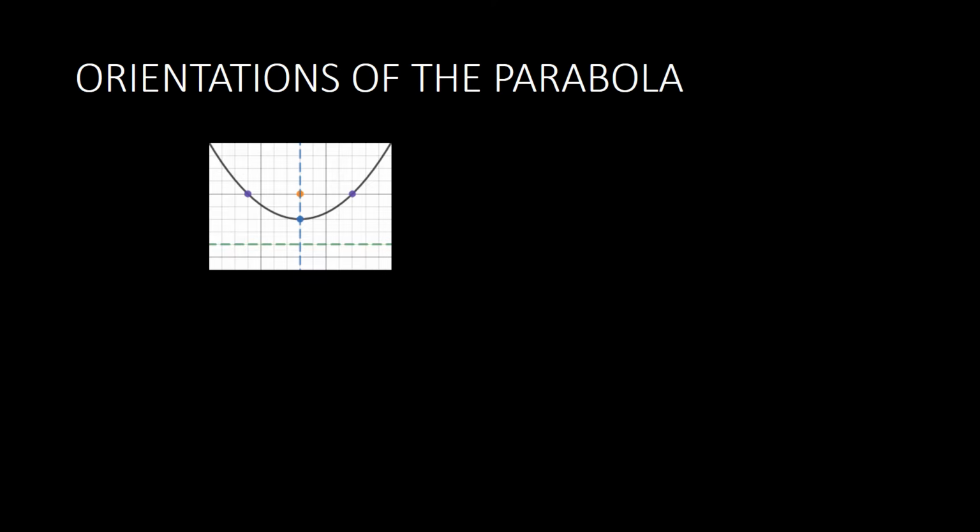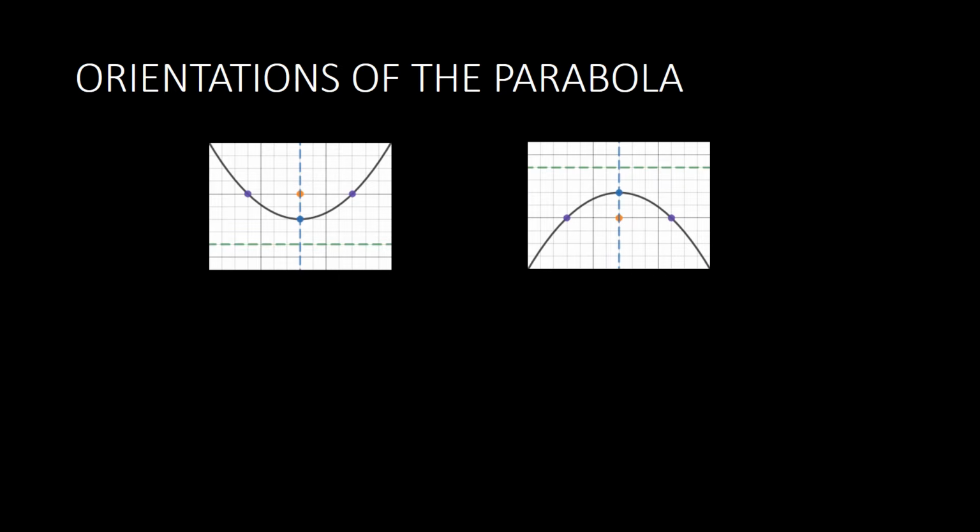Now let us go to the orientations of the parabola. There are 4 orientations of the parabola that depend on which variable is being squared. If you've got an x which is being squared in an equation, automatically we will be viewing our parabola as opening upward or downward. So let's say here, this is an upward parabola, this one is a downward parabola.